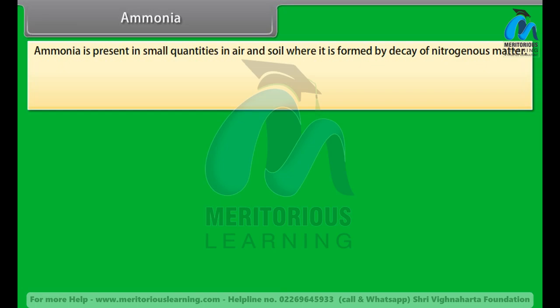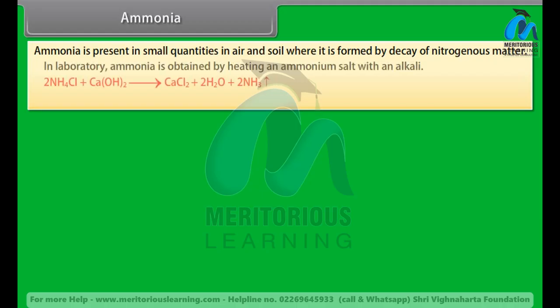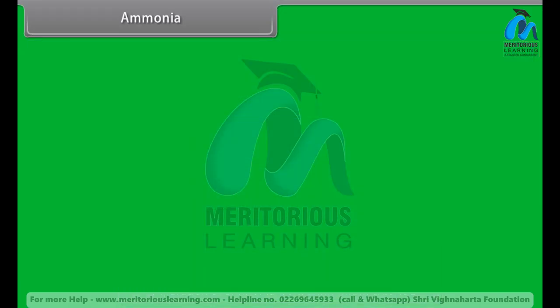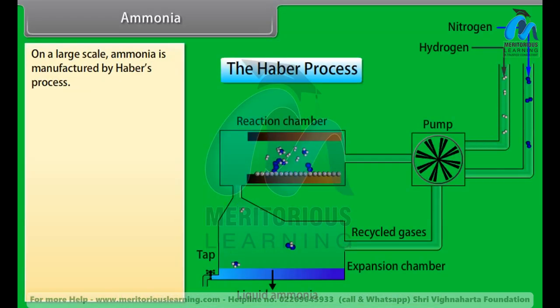Ammonia is present in small quantities in air and soil, where it is formed by decay of nitrogenous matter. In the laboratory, ammonia is obtained by heating an ammonium salt with an alkali. Ammonia is dried by passing over quicklime. On a large scale, ammonia is manufactured by Haber's process.